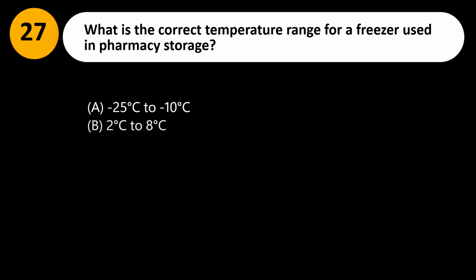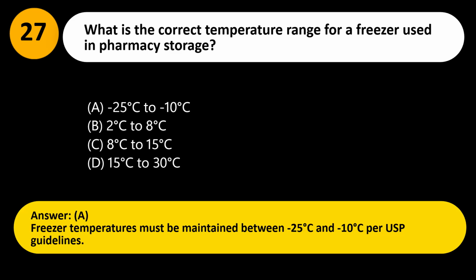What is the correct temperature range for a freezer used in pharmacy storage? A. -25 degrees Celsius to -10 degrees Celsius. B. 2 degrees Celsius to 8 degrees Celsius. C. 8 degrees Celsius to 15 degrees Celsius. D. 15 degrees Celsius to 30 degrees Celsius. Answer, A. Freezer temperatures must be maintained between -25 degrees Celsius and -10 degrees Celsius per USP guidelines.